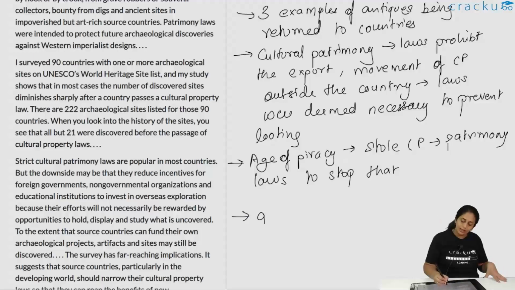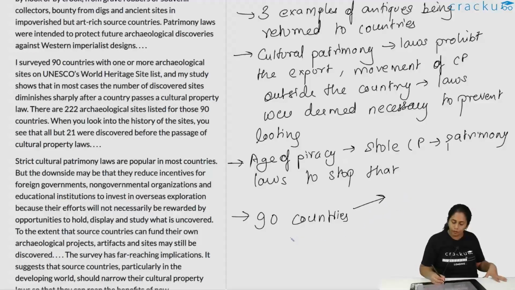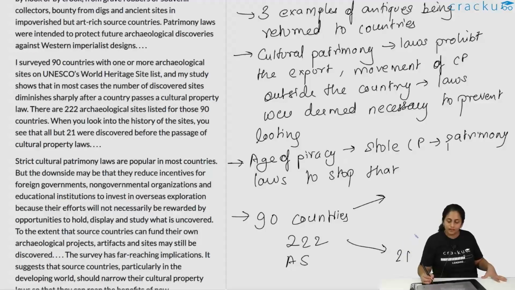So the author says I looked at 90 countries, okay? And each of these countries has some version of cultural property law, and of these there were a total of 222 archaeological sites. Of these 222 archaeological sites, 21 were discovered after the passing of the cultural property law and 201 were discovered before passing the cultural patrimony law.